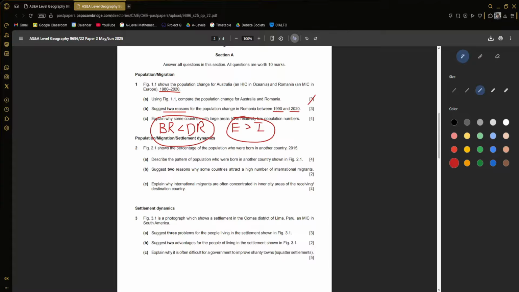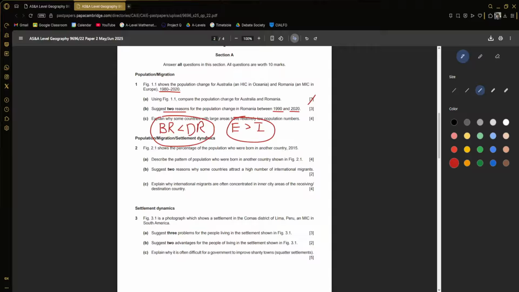And this can be true using examples. If you know about the history of Romania, you know that it was a Soviet republic. So after 1991, when the Soviet Union collapsed, there was much more open borders, the Iron Curtain collapsed, so there's more migration towards Western Europe. So therefore, you have higher emigration.